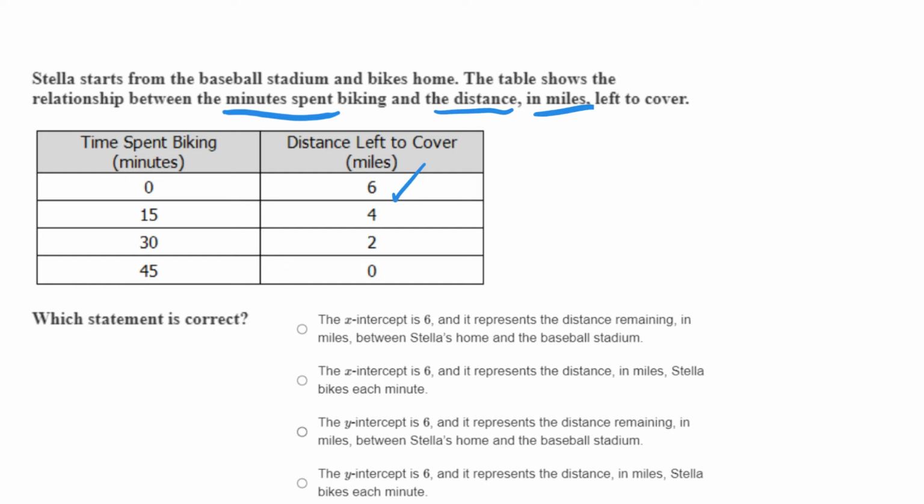We also take a look and we see, okay, when is her distance 0? That would be at 45 minutes. So she's clearly a 45-minute ride away. So let's check our stuff out though. It says the x-intercept is 6. Sorry about that. And it represents the distance remaining in miles between Stella's house and the stadium. Well, that's not what we have here because minutes is our x value. So this would be the y-intercept, not the x-intercept. So that answer's wrong.